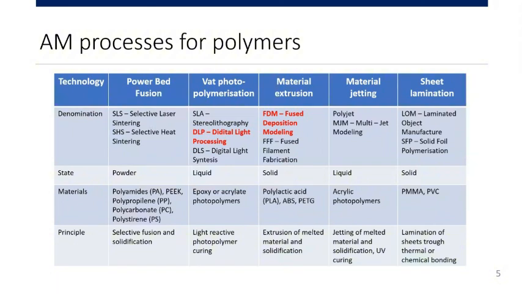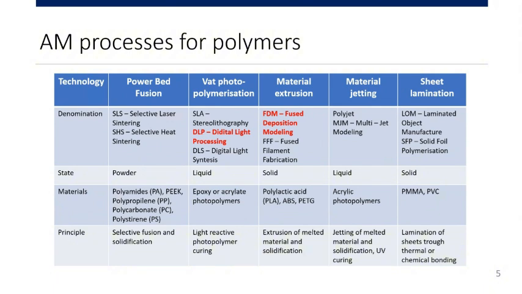Coming to the processes for additive manufacturing of polymers, we can see we have a large variety, maybe more than for metals or for ceramics. We have different groups of methods, which differ in the state of the material. The material can be powder for powder bed fusion, can be liquid for vat photopolymerization or material jetting, or can be solid for fused deposition modeling, basically for material extrusion and sheet lamination.